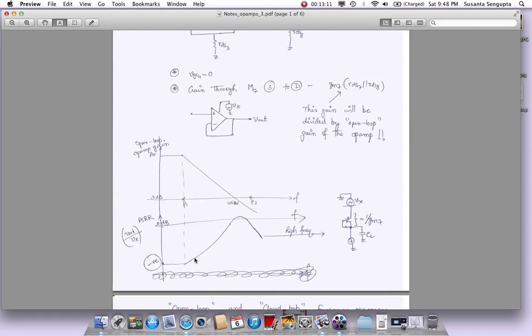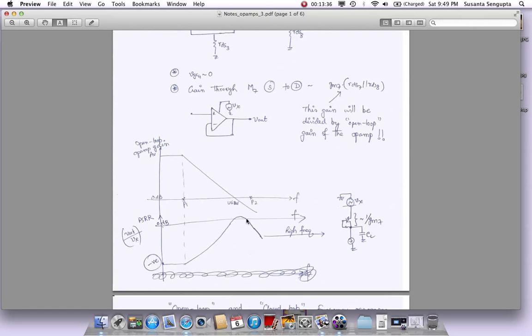So the PSRR will also show an exactly opposite characteristic. Whatever the open loop gain of the op-amp looks like, PSRR will look exactly opposite of that. And at around unity gain frequency, this will run out of steam. There is no feedback at all. Then it will pretty much lose steam, and certain things happen here, like the location of the second pole.